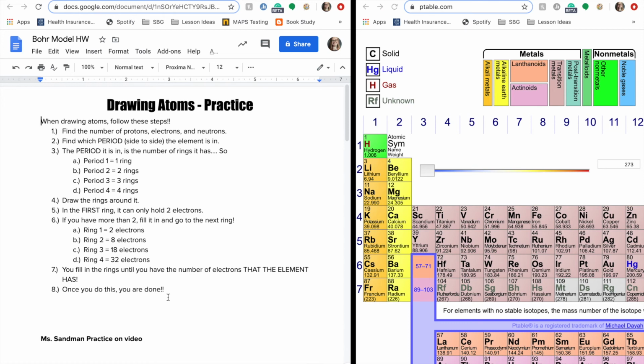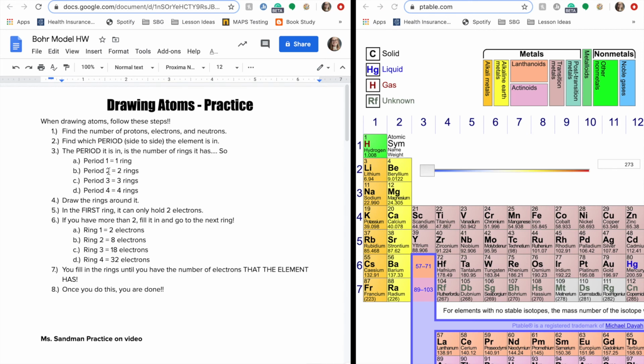Personally, I think drawing this out on paper is a lot easier. I tried to draw it on the computer for you guys and it was disastrous, so I am redoing it for you. So, when drawing atoms, make sure you are following these steps. 1. Find the number of protons, electrons, and neutrons. 2. Find which period, the side-to-side rows, that the element is in.